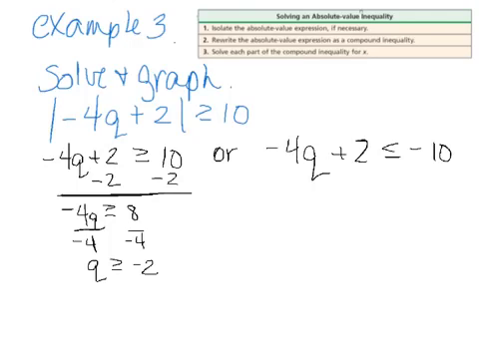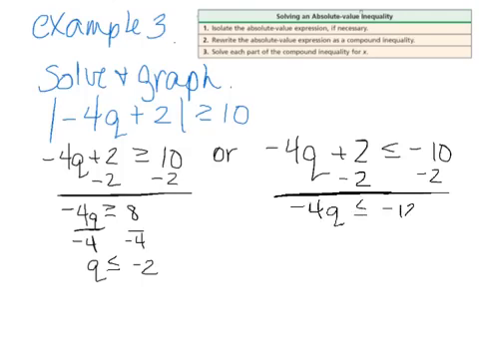I did not flip my inequality. Luckily I have an eraser. q is less than or equal to negative 2. Let's go over here. Subtract 2, subtract 2. Negative 12, divide by a negative. q is greater than or equal to positive 3. Okay, graph it.